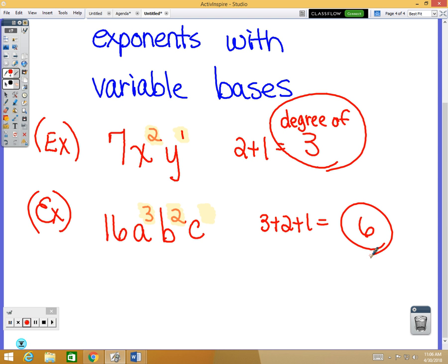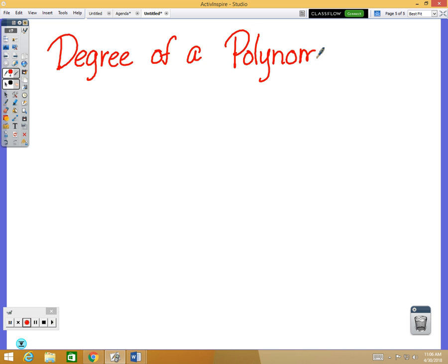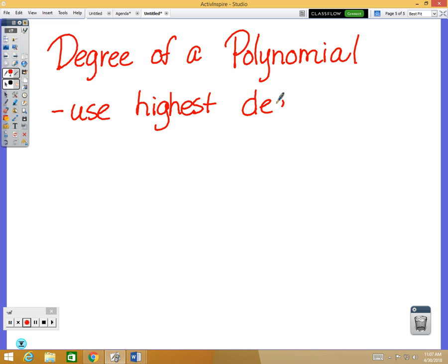All right. When we're talking about finding the degree of a polynomial, what we're going to do is look at each monomial, each term individually, and find the degree of each term, each monomial, and then whichever term has the highest degree, that's the degree we're going to use for the entire polynomial, okay? So use highest degree of monomial.